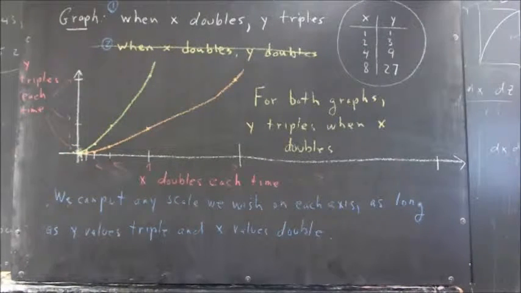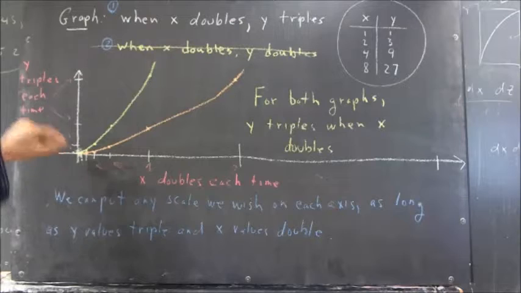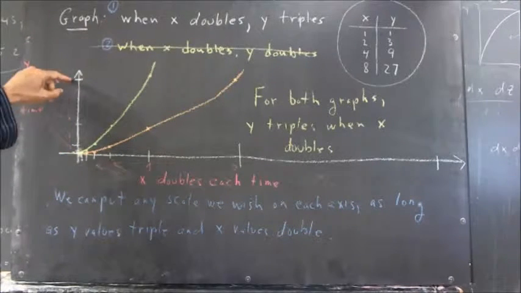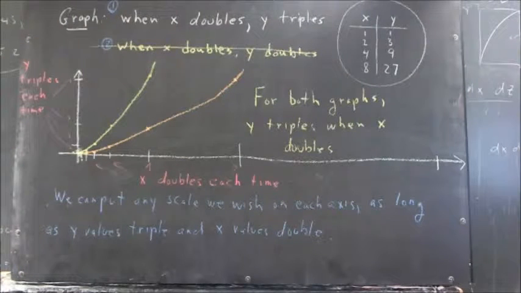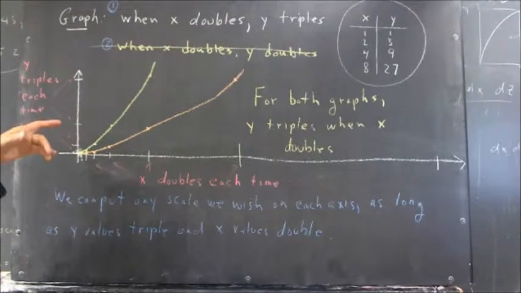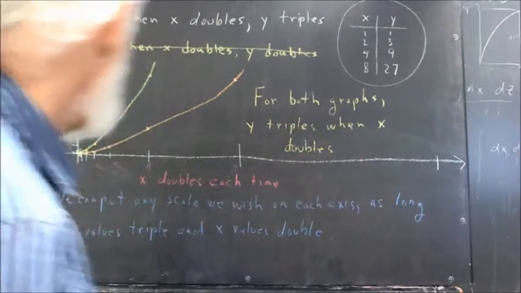Since we seem to have an all-female class this year, it was a she, but we get the idea that we could mark this off in units that increase by a factor of 3 each time. They get 3 times as great each time. Now, if we do that, then we can get a graph that satisfies the condition that y triples when x doubles.